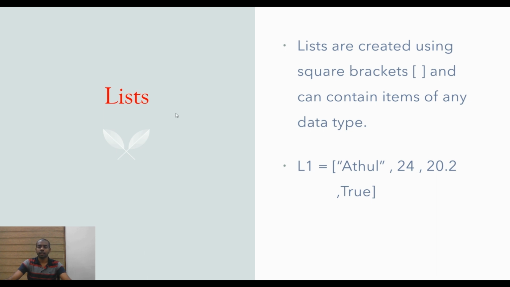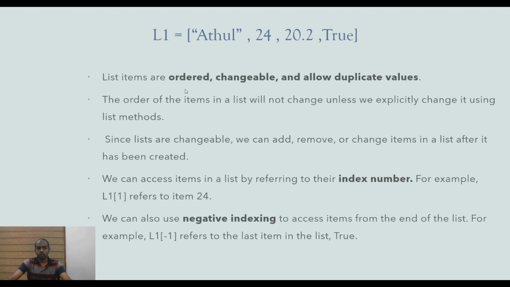Now, lists are created using square brackets and can contain items of any data type. I've shown an example of a list. We have L1 equals Atul, 24, 20.2, and 2. List items are ordered, changeable, and allow duplicate values. The order of the items in a list will not change unless we explicitly change it using list methods. Since lists are changeable, we can add, remove, or change items in a list after it has been created.